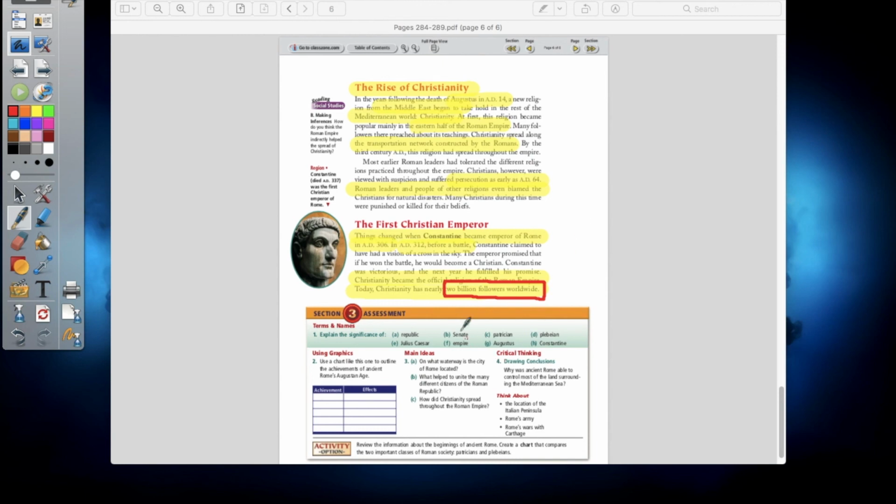So what you need to do now, ladies and gentlemen, is answer questions 3A, 3C. Remember, you also answer question number 4. These are done in RACE format, where you restate, answer, cite, as well as explain.